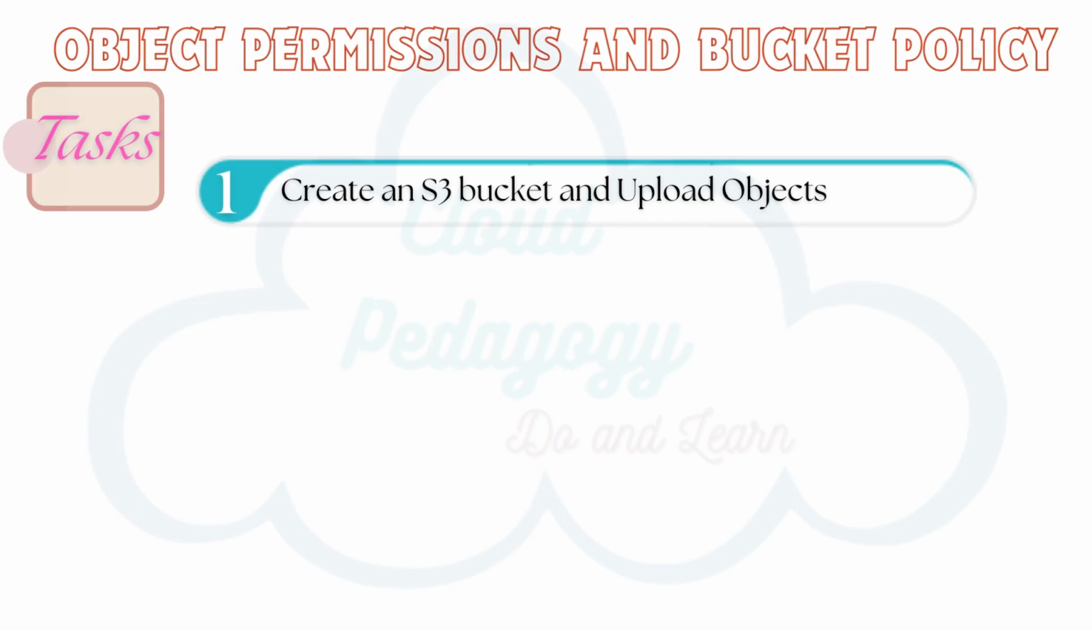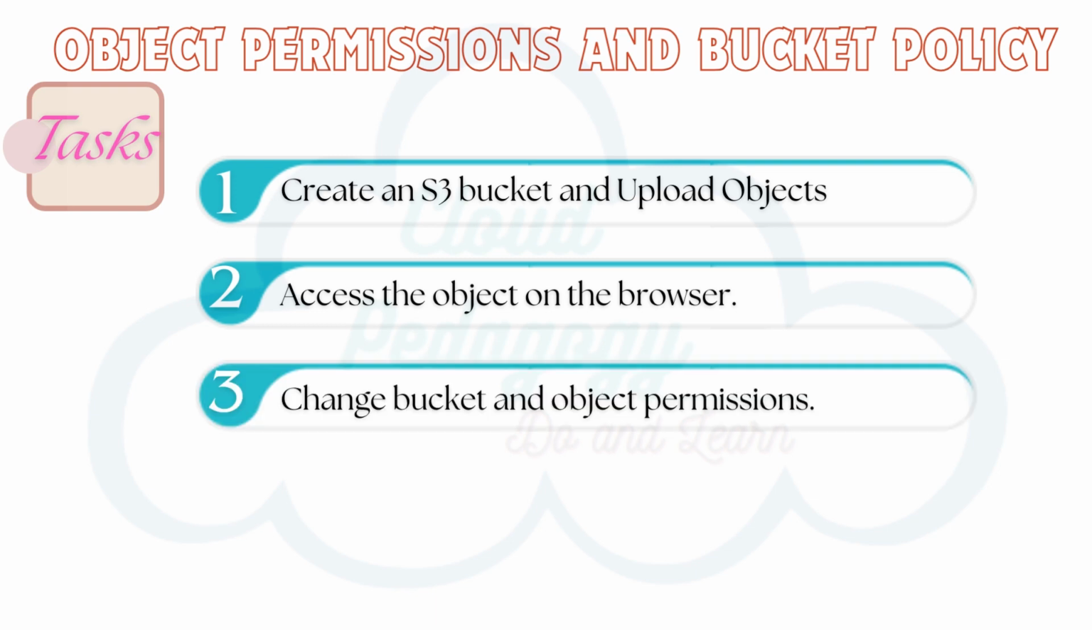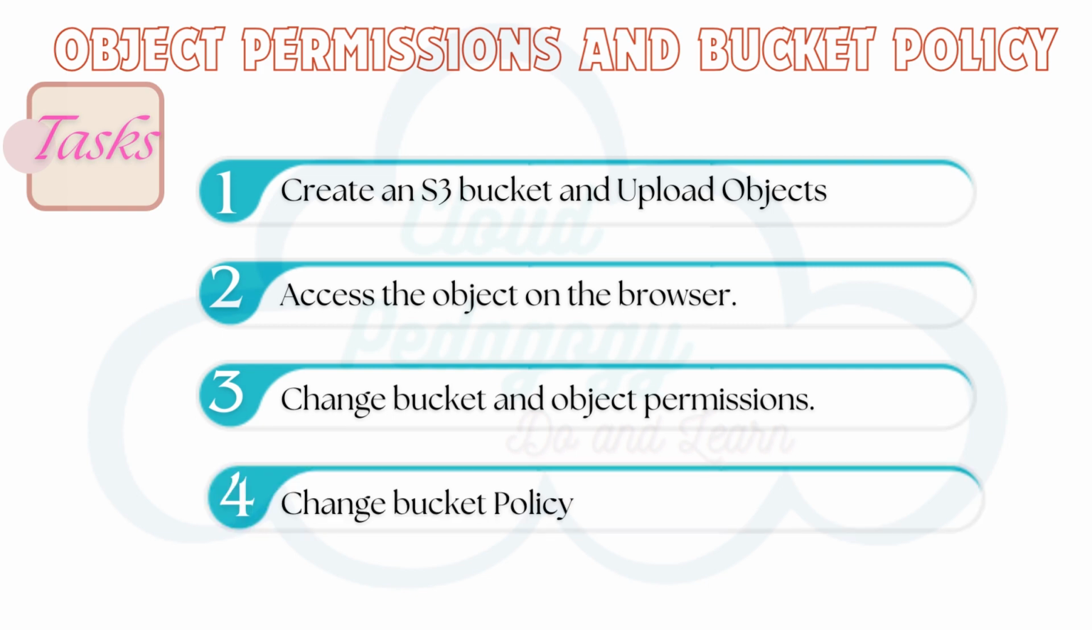In task 1, we will create an S3 bucket and upload some objects. In task 2, access those objects using the browser. In task 3, we will change the bucket and object permissions. In task 4, we will change the bucket policies. So start with task 1.